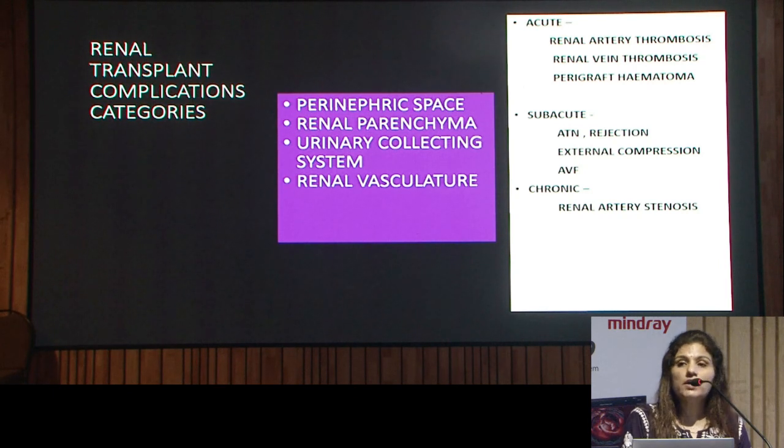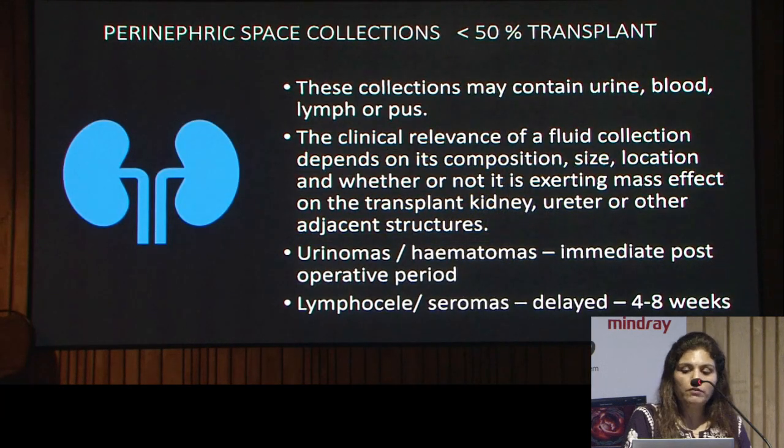The complications which we come across in renal transplant, we can categorize depending on the time frame they present or the area of the kidney or the site they are actually affecting. It could be the perinephric space, the renal parenchymal abnormalities, urinary collecting system or renal vasculature. Depending on the time frame, acute, the commonest ones are renal artery thrombosis, renal vein thrombosis, perigraft hematomas. Subacute presentations: ATN, rejection, external compression or AV fistula, which is usually iatrogenic after a biopsy is done. And chronic, that is renal artery stenosis.